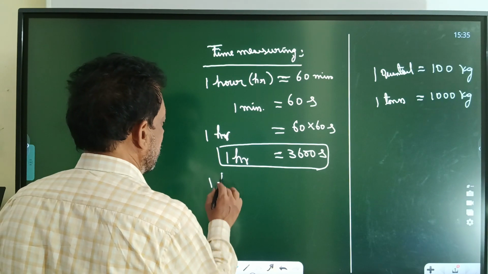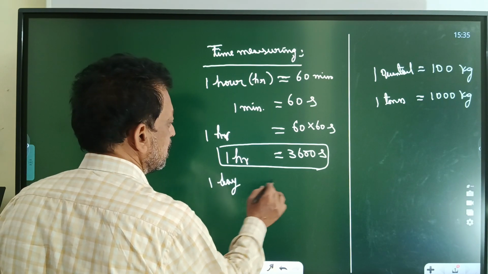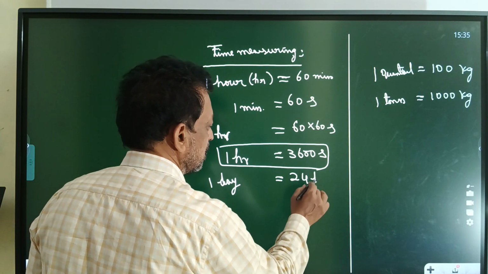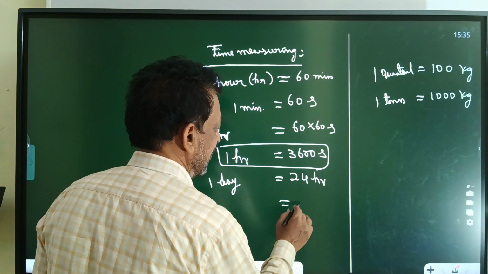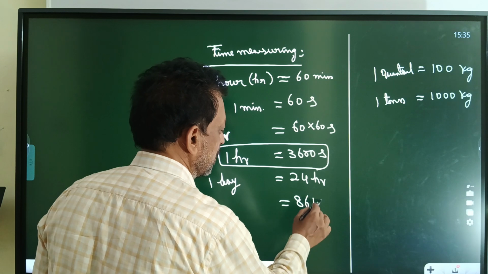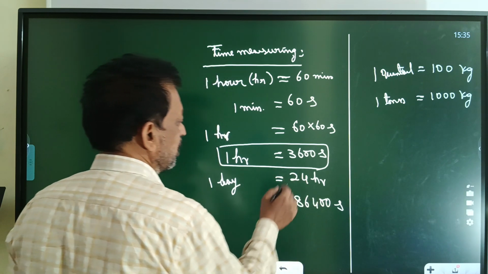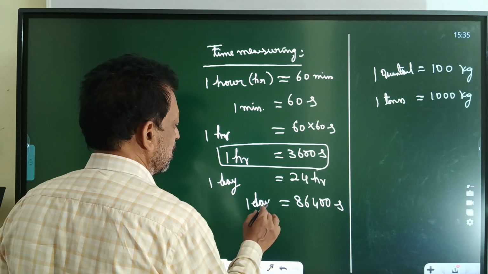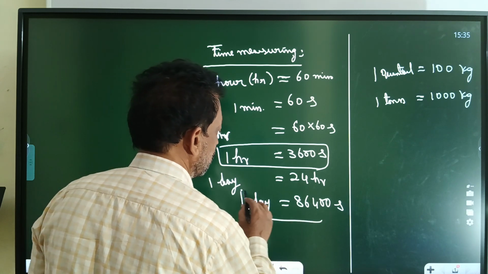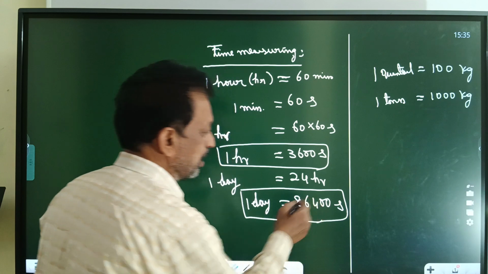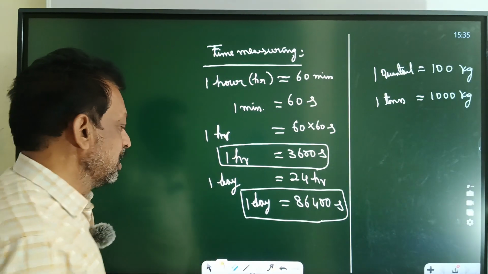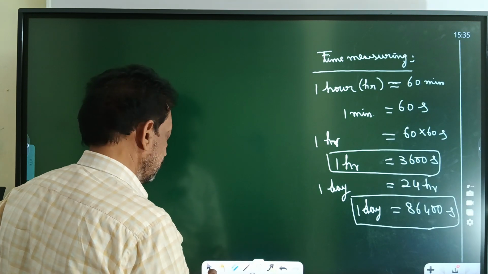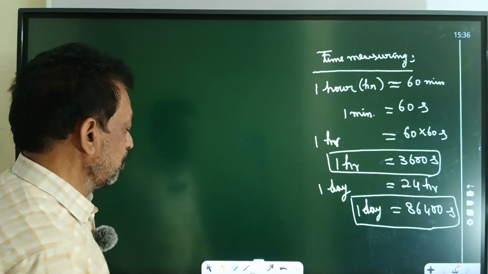Now, 1 day is equal to 24 hours. That is equal to 86,400 seconds. Now you have to multiply 24 into 3600, and you can get this many seconds. 1 day is equal to this many seconds.